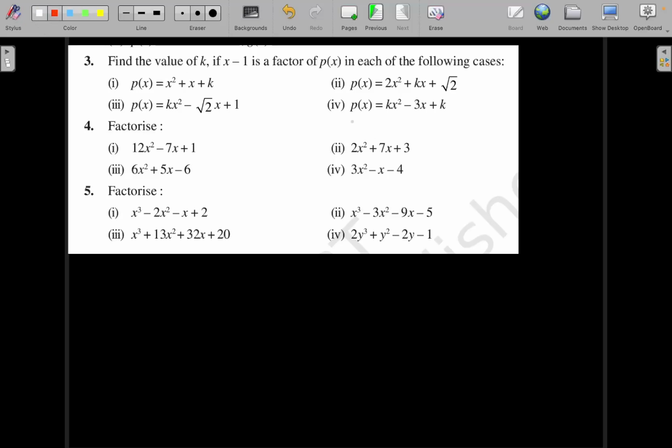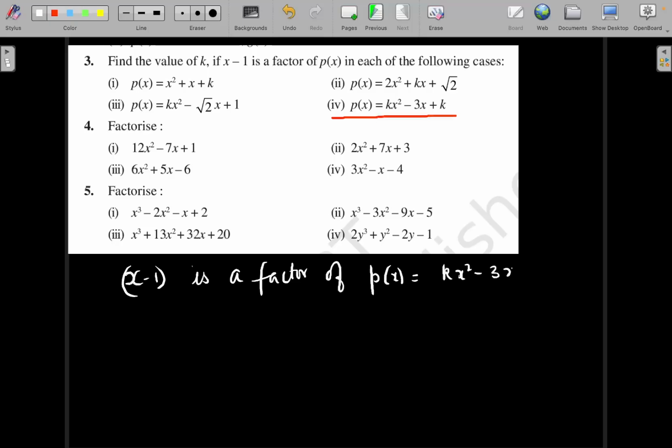So first, let me do this problem. If you read the problem slowly, it is given that x minus 1 is a factor of the polynomial p of x is equal to kx square minus 3x plus k. Now we have to find the value of k. Now by the factor theorem, this would mean that p of 1 is equal to 0.